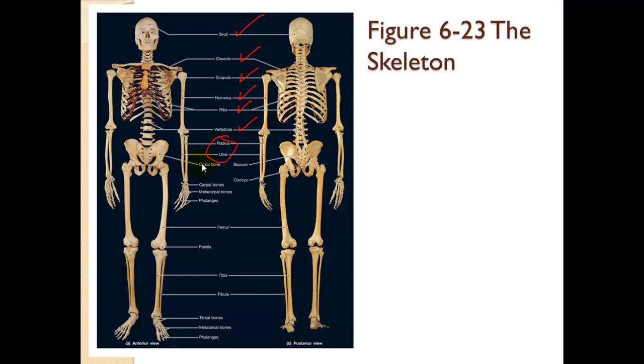Pelvis, and we'll talk about the pelvis individually. Coxal bone, sacrum, coxal bone, coccyx. Carpal bones, metacarpal bones, and phalanges. Going to be in the hands. Femur, patella, tibia, fibula, tarsal bones, metatarsal bones, and phalanges. The little pieces on the ends are called phalanges in both the toes and the fingers. Carpals are hands, tarsals are toes.